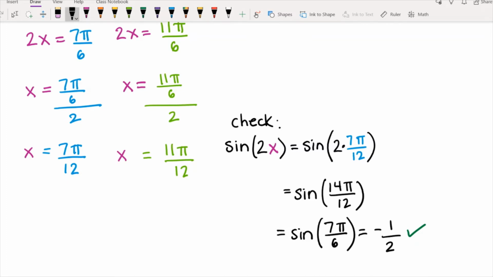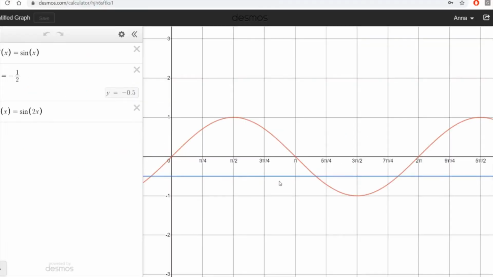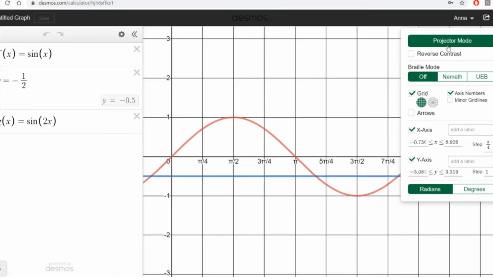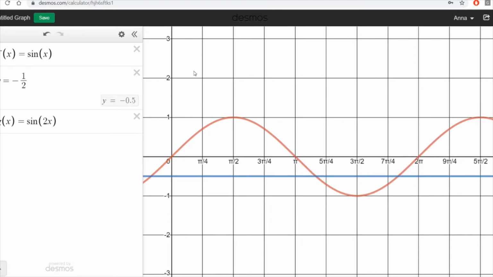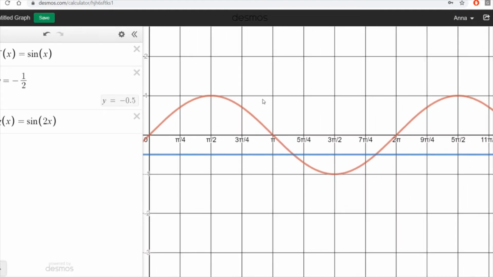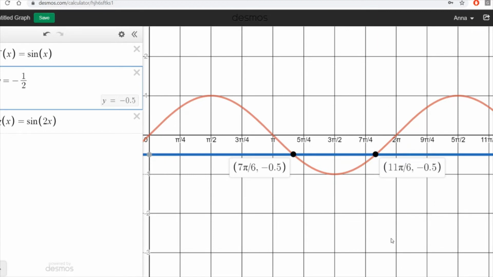Okay, so we're not quite done because we're trying to describe all solutions. So I want to look at a graph for a second and think about how we get this plus 2 pi k business that we're always doing. So right now I'm going to pull up the graph of just sine of x. So we're not looking at sine of 2x just yet. It's just sine of x. So if we had been solving sine of x is equal to negative 1/2, we would find the solutions 7 pi over 6 and 11 pi over 6.